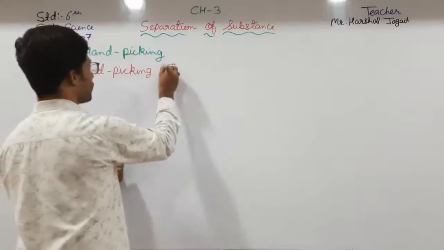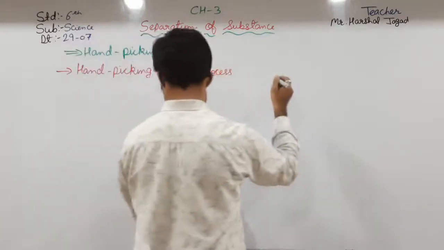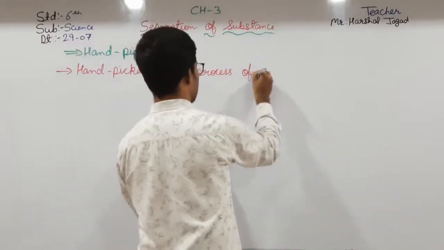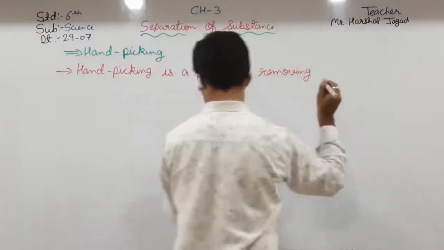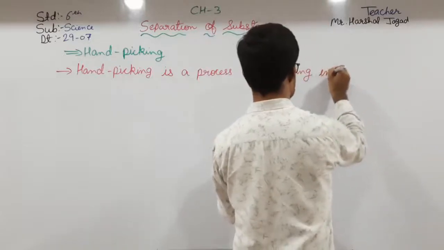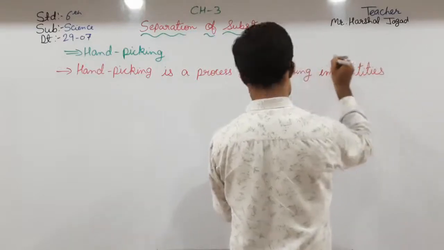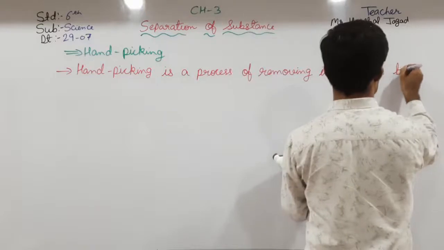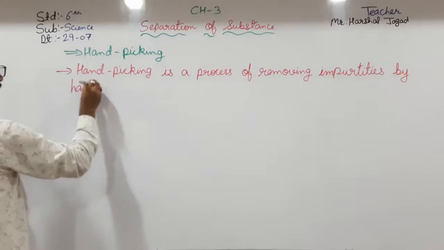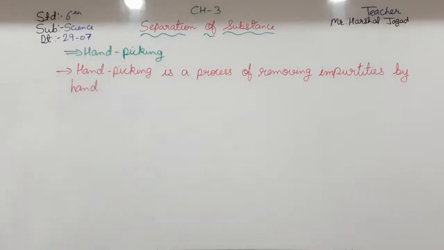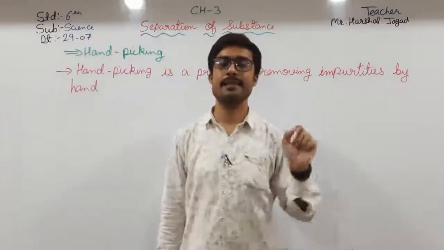is a process of removing impurities by hand. So what is hand picking? Hand picking is a process of removing impurities by hand. That is hand picking.